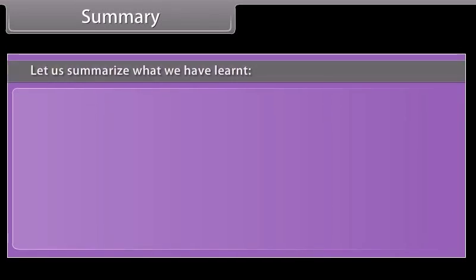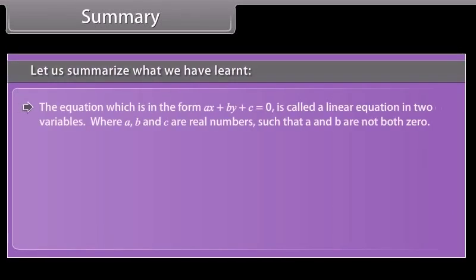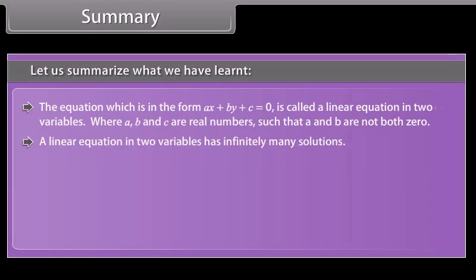Summary. Let us summarize what we have learned. The equation which is in the form ax plus by plus c is equal to 0 is called a linear equation in two variables, where a, b and c are real numbers such that a and b are not both 0. A linear equation in two variables has infinitely many solutions.